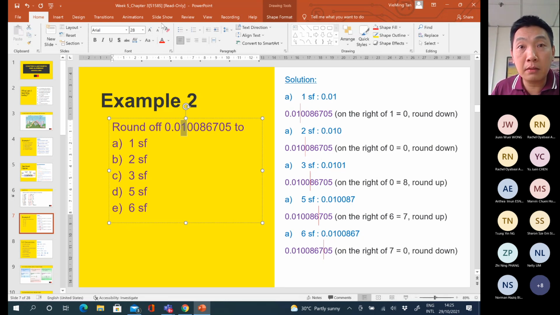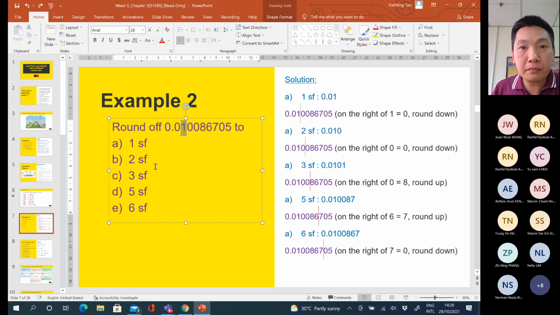Now you have to check on the right hand side of 1. What is the figure? On the right hand side of 1 is 0, which is less than 5. So that means we need to round down this number. Round down means no need to add 1 to the first significant figure. We can just remove all the numbers on the right hand side of the first significant figure. So we only need to leave 0.01. Enough. So this is how you solve the problem for A.